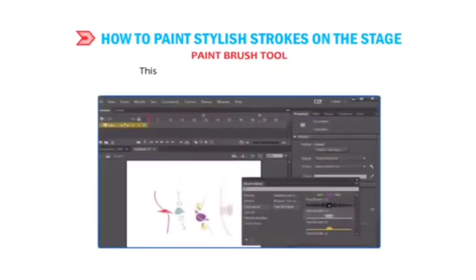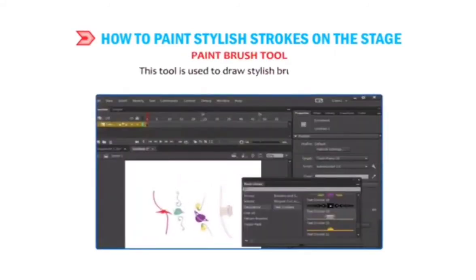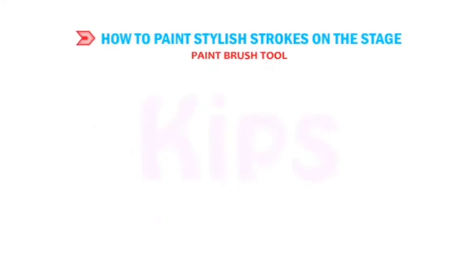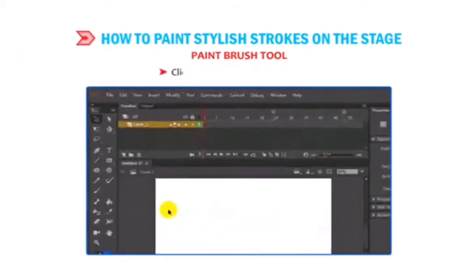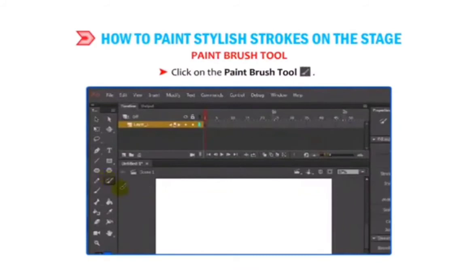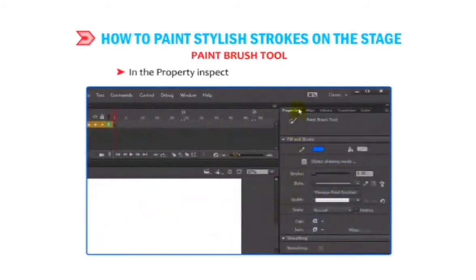Paint brush tool on page 93. This tool is used to draw stylish brush strokes. These brush strokes can be applied on the existing objects or you can use it to draw any path on the stage. Click on the paintbrush tool. In the property inspector, type in the stroke size 10.